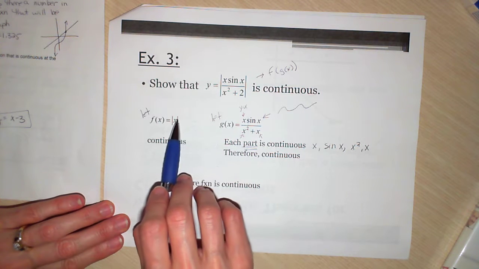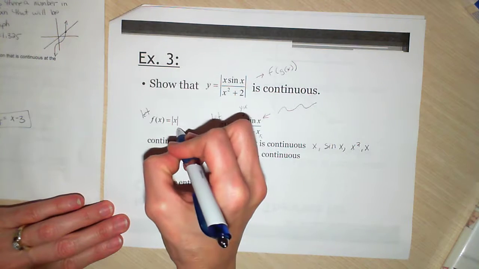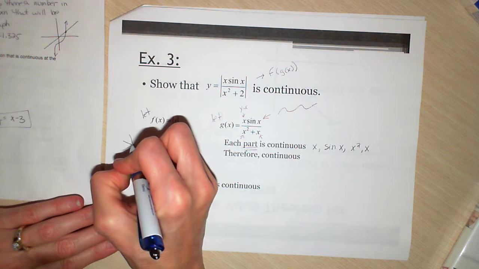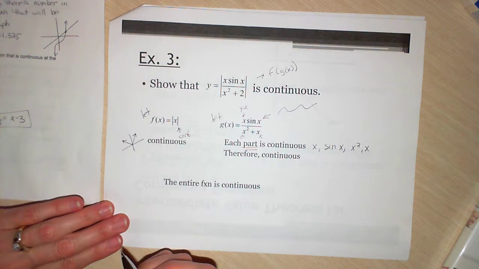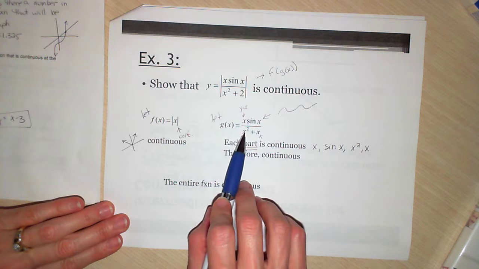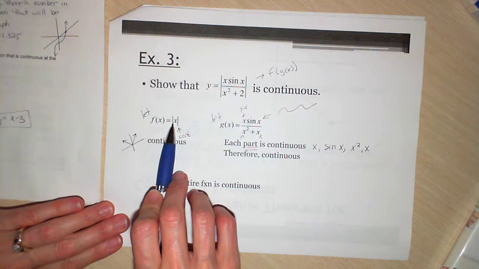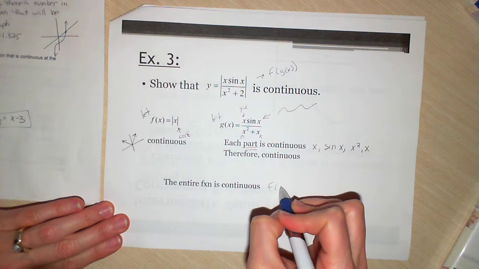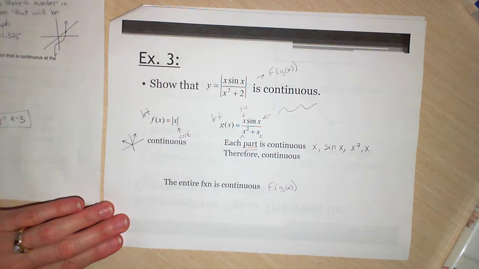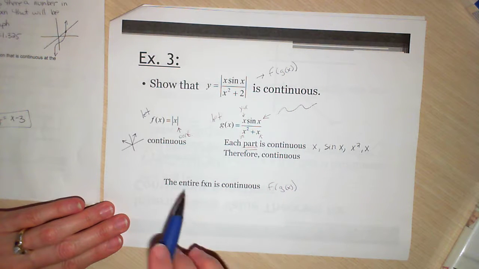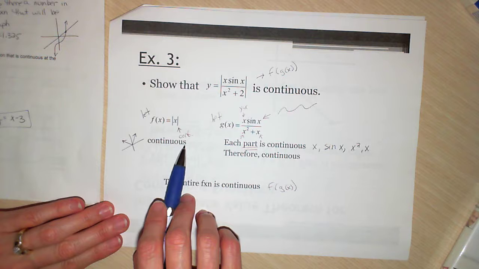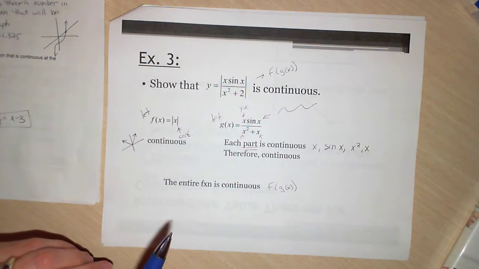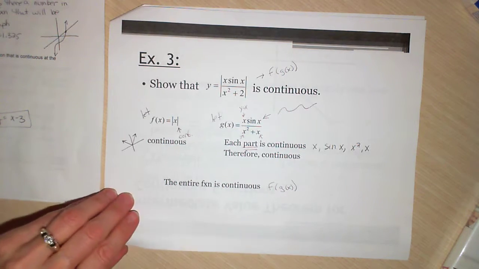And then if I put g of x inside f of x, the absolute value function is continuous, right? That looks like this, and you just proved in your U-try that that's continuous. So I'm putting this continuous function inside of another continuous function, so the entire f of g of x also has to be continuous. So if you have to show that a composition is continuous, you have to show that the inside function and the outside function are continuous, and then you know that the composition is continuous.